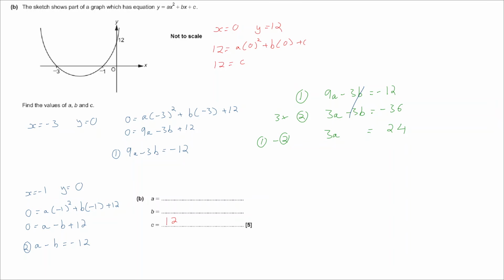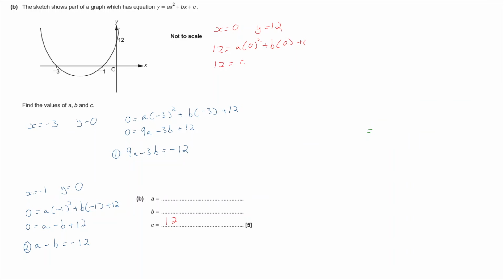Let's double check. Oh, I think I made a bit of a mistake here. So what's happened here? So we've got, I think it equals minus 12, that's fine. And we've also got 3a plus 12. What's happened here? Ooh, you know what, guys? Right, let's go back a little bit. I can see I've made a mistake on the mark scheme.